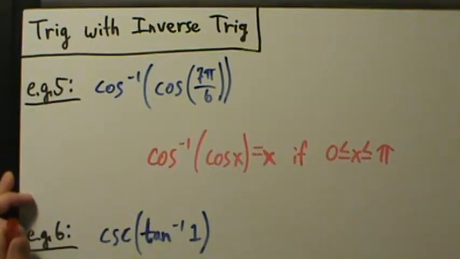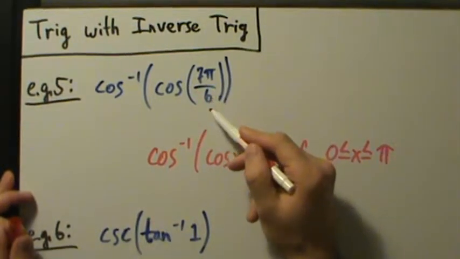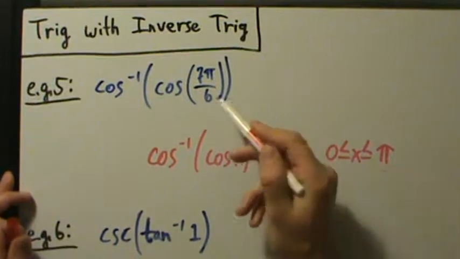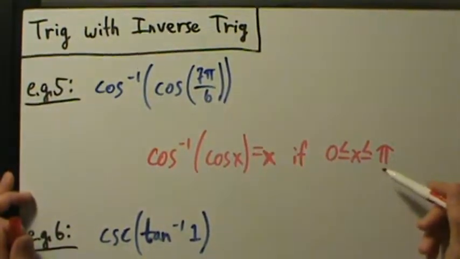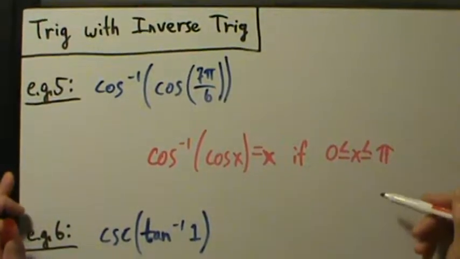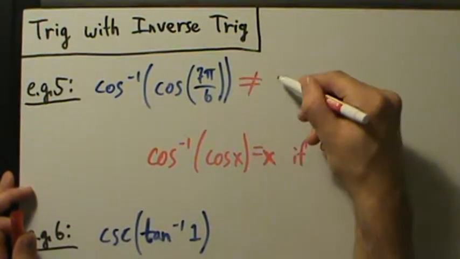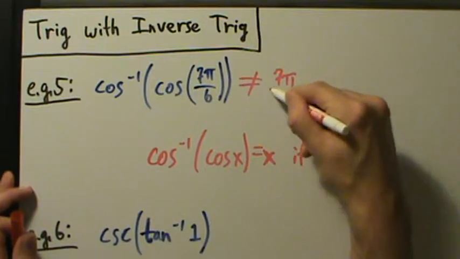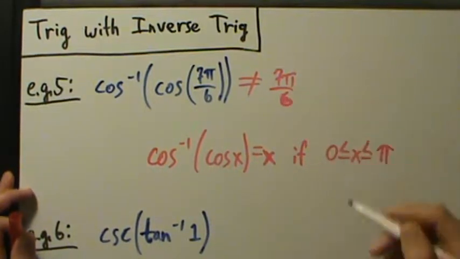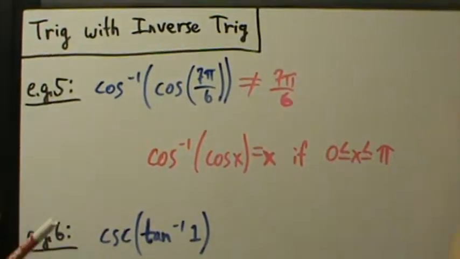But 7 pi over 6 is actually not between 0 and pi. 7 pi over 6 is just a little bit bigger than pi. So that's too bad, because we cannot cancel this. So actually this does not equal 7 pi over 6. Be very careful about that.